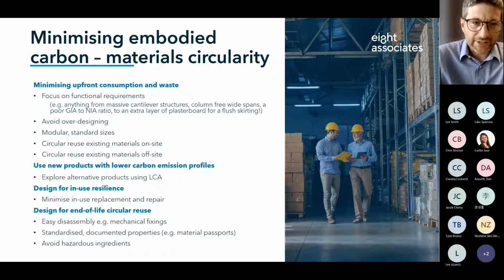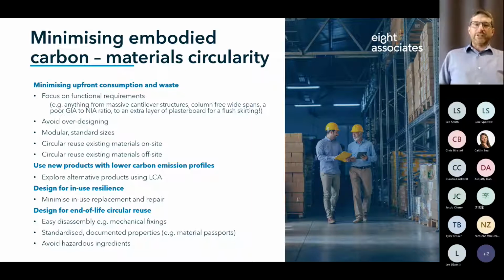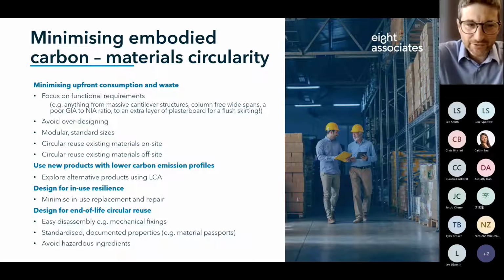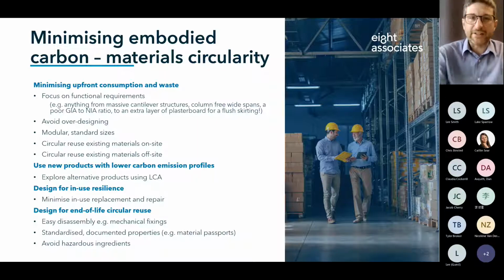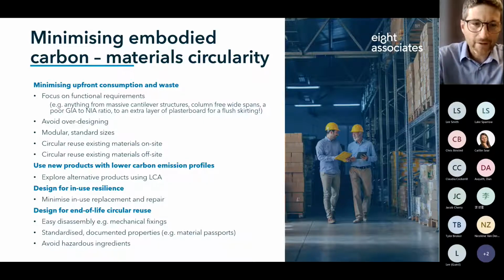Then the sort of longer term things like designing for in-use resilience, so materials which are very resilient, perhaps to wear and tear, interior materials, flooring materials, which don't need to be replaced regularly. That resilience is going to mean less replacements, less material. But again, you're going to be looking at different types of generic materials in that case, so LCA can really show you overall which one performs best over the whole study period.